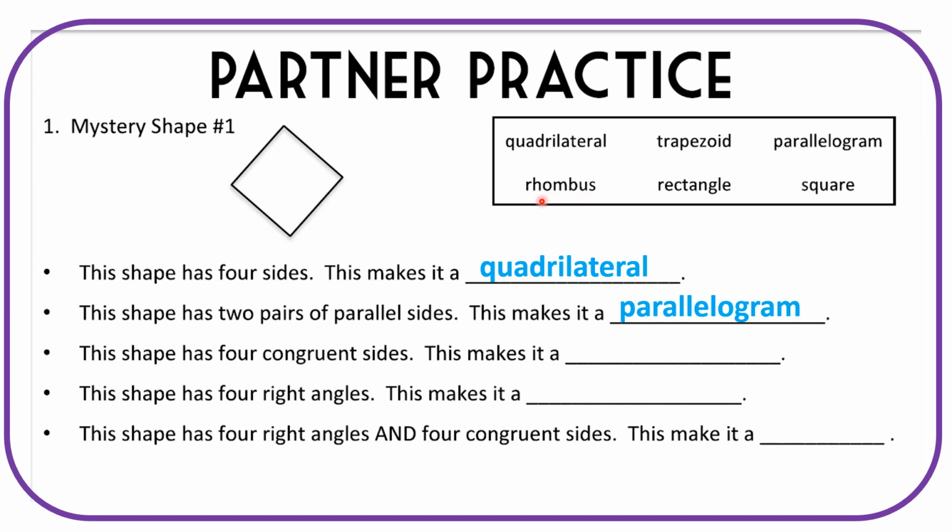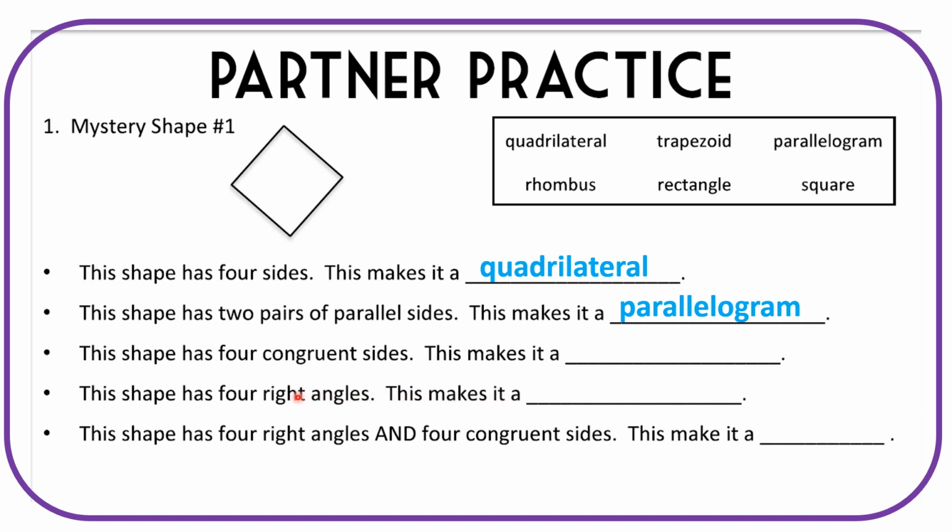Before figuring out which one I'm going to use, I'm actually going to read the next hint. This shape has 4 right angles. So moving forward for the 4 right angles, I know I'm going to use rectangle or square because those are the ones that have 4 right angles.